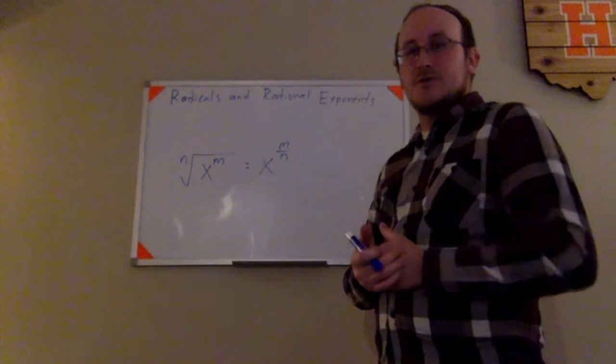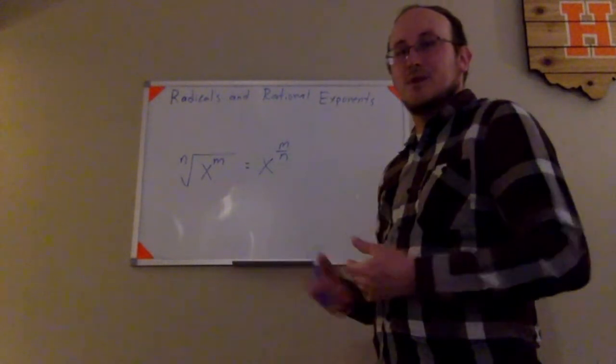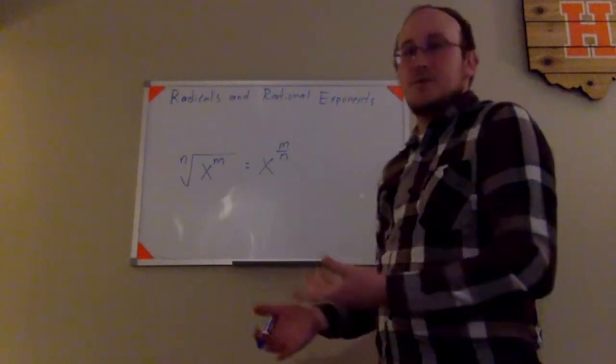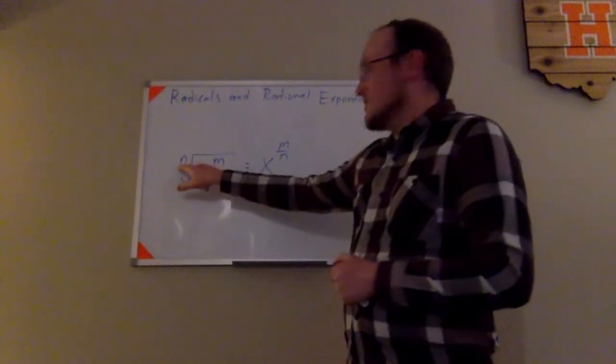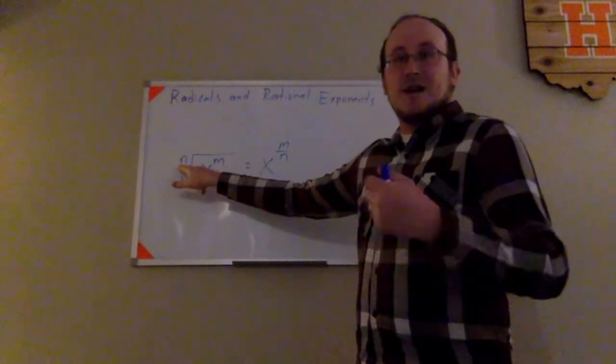It's not that difficult to do. Sometimes people get confused about what number goes where. With that, I tell people this to kind of keep it straight. This n, this index, tells me what root I'm taking.